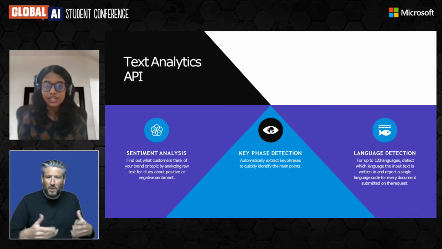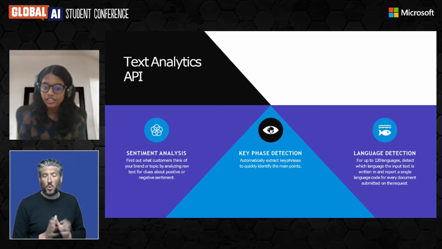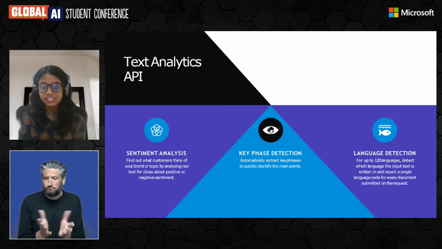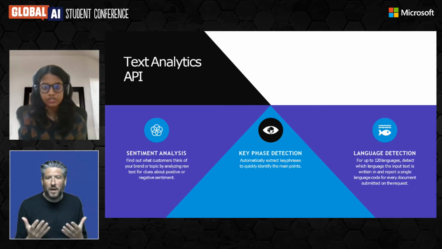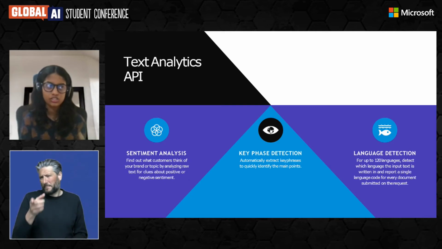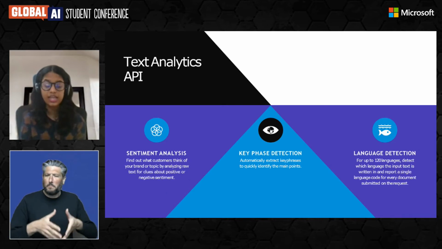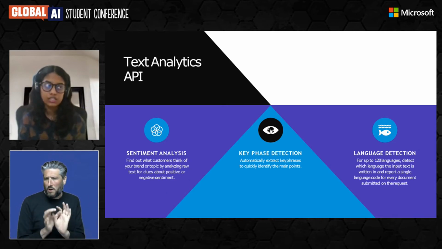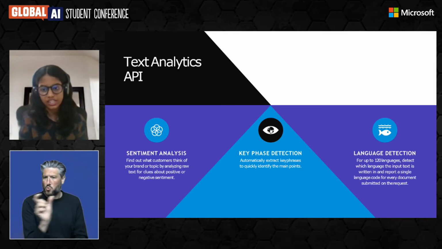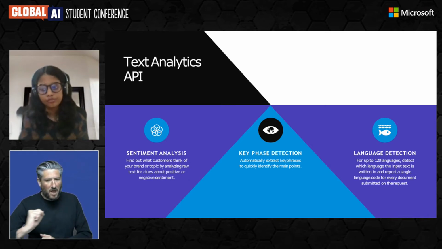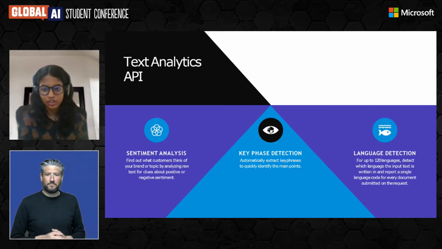Another one is key phrase detection. I already talked about this. It automatically extracts the key phrases to quickly identify the main points. It literally just takes out the main points of the sentence and leaves out the others, which means the stop words. They analyze the sentence through a much better process than the usual code that we use. So it would have a bigger layer, like more code for it, obviously.